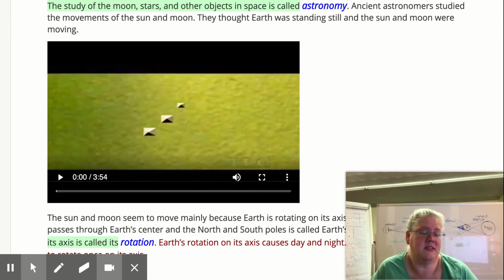That's why we have the constellations, because people were observers of the sky, and they would make up stories, and they would see these different constellations come through at different times of the year. And watch the video, then come back.